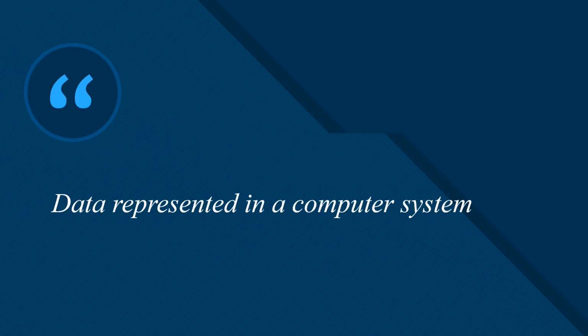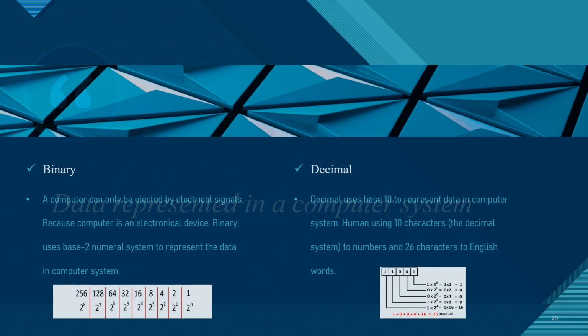Let's see how data is represented in a computer system. There are four ways data is represented in a computer system. The first one is binary. A computer can only understand electrical signals because a computer is an electronic device. Binary uses a base-two numeral system to represent the data in a computer system.